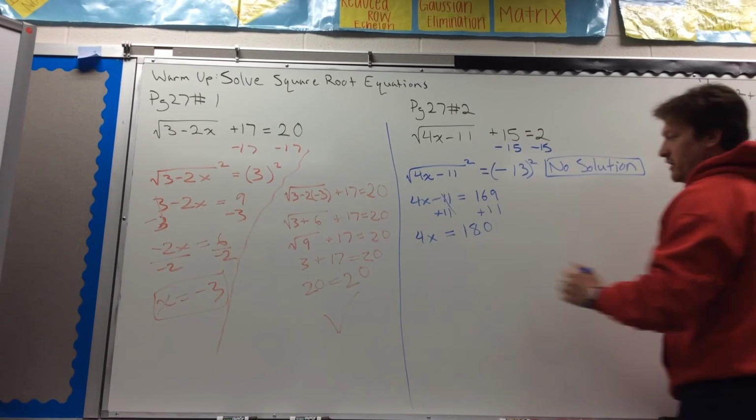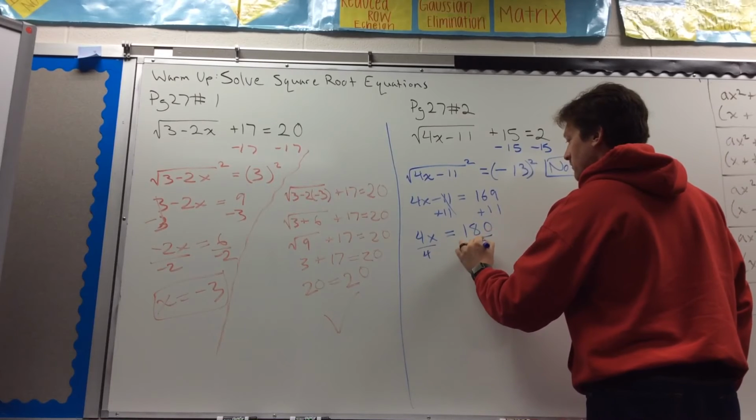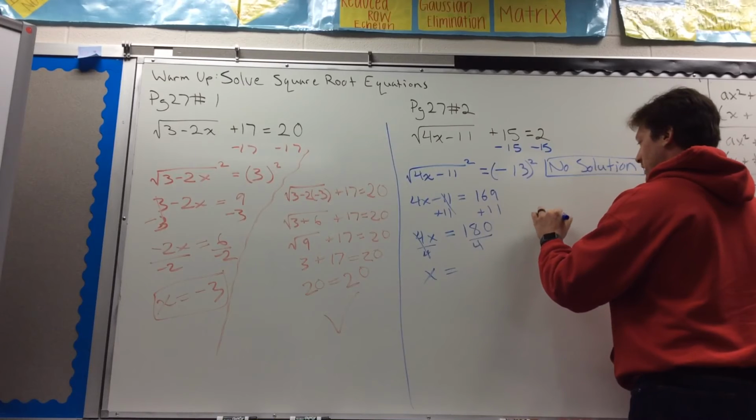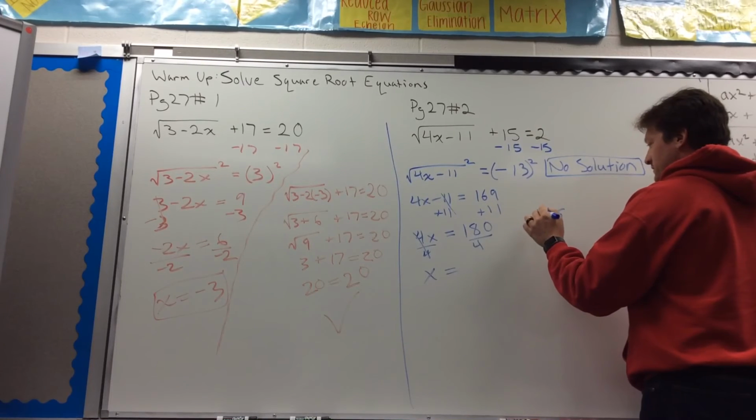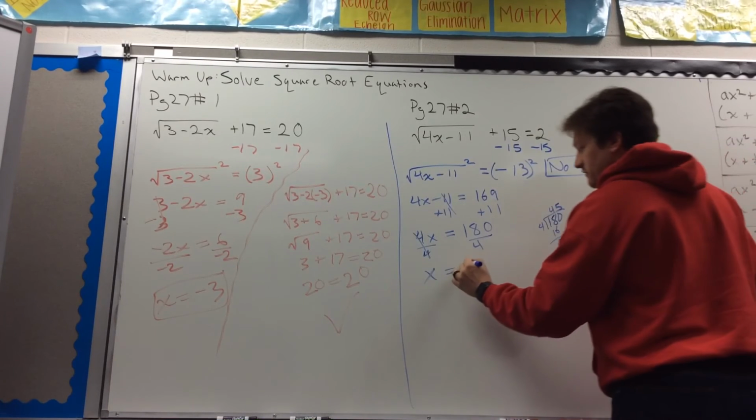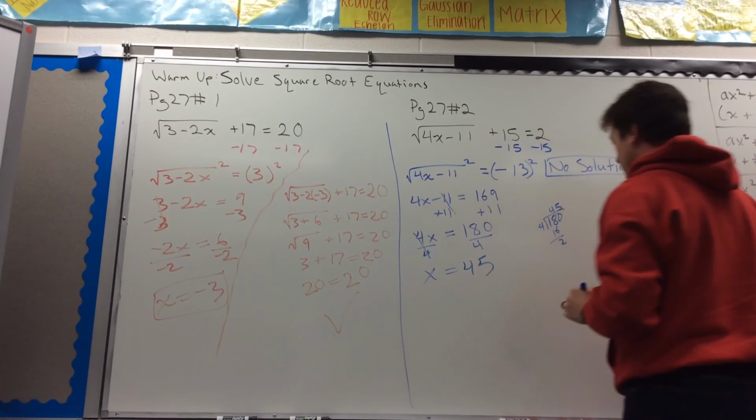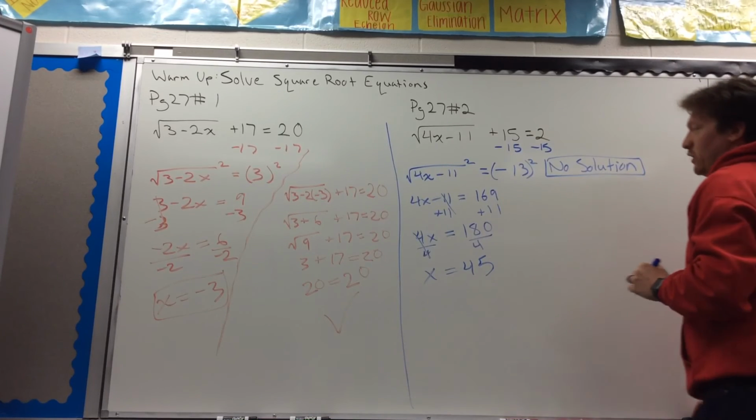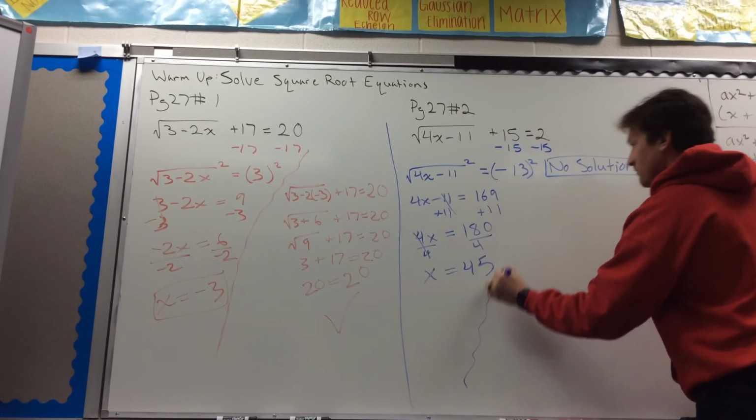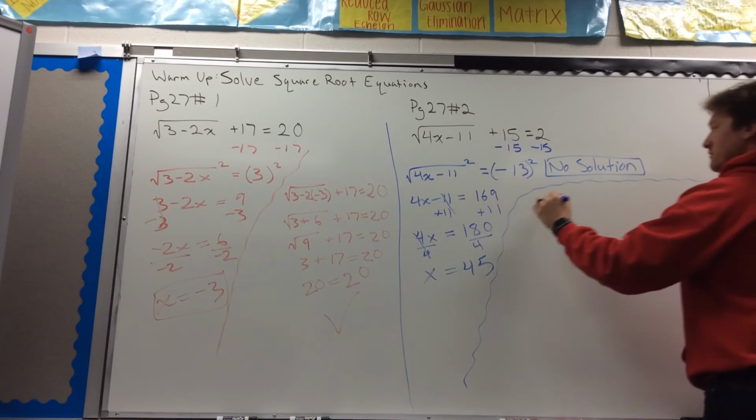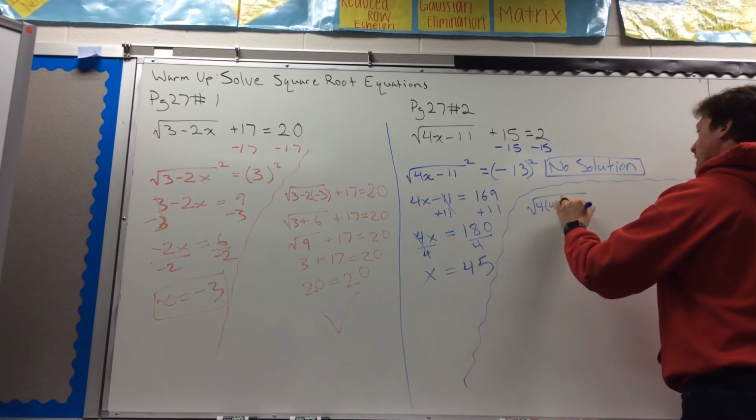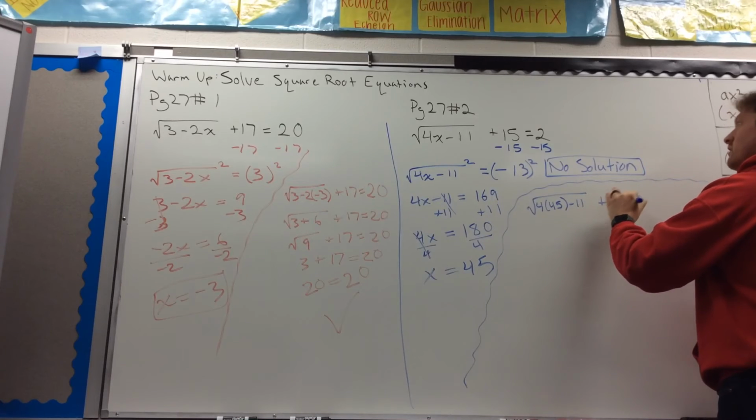And then from there, we're going to divide by 4. And that gets me x is equal to 180 over 4. That's 45. So then we're going to check our work to see if 45 works. So we're going to do the square root of 4 times 45 minus 11 plus 15 is equal to 2.